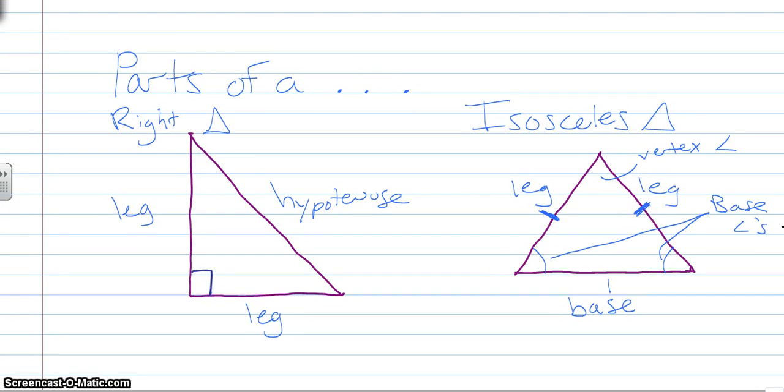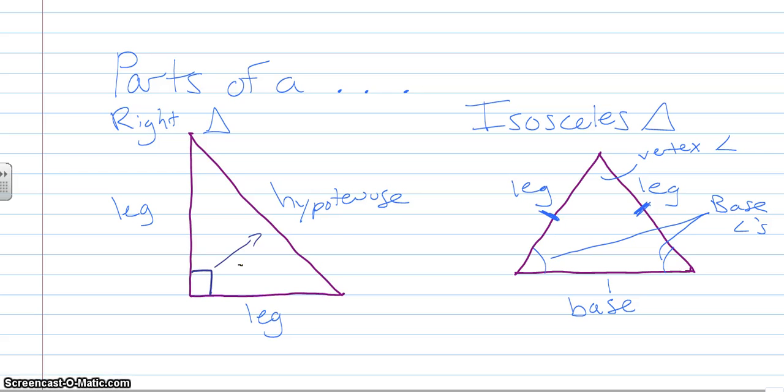Right triangles and isosceles triangles have some different parts and names for those specific parts. In a right triangle, the side across from the right angle is called our hypotenuse, and it's always going to be our largest side. And our other two sides are called the legs.